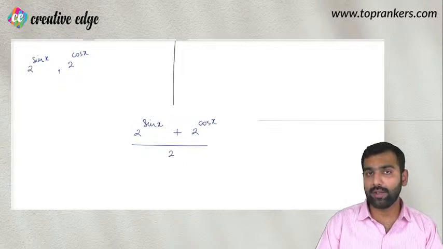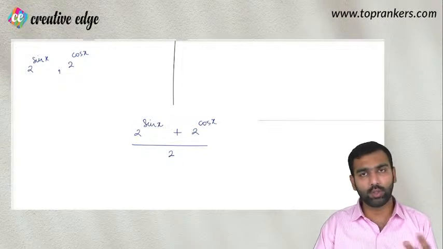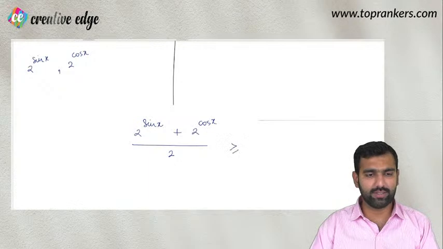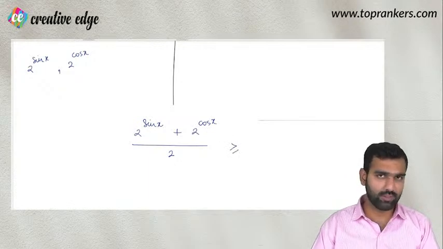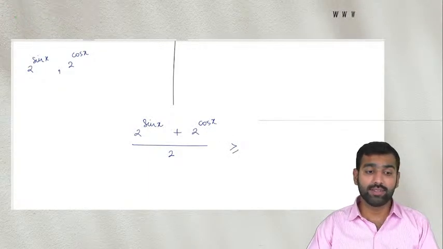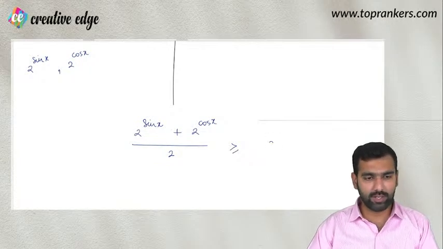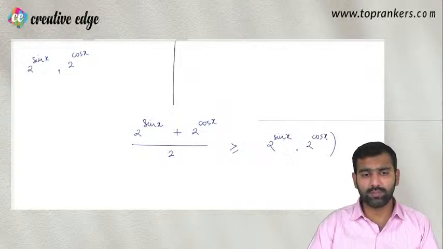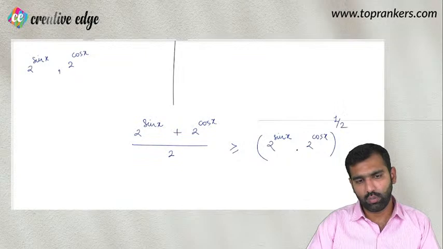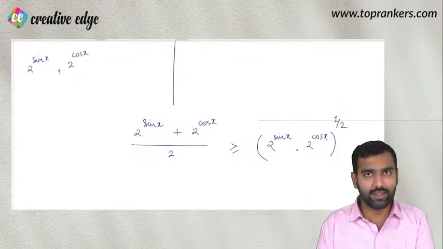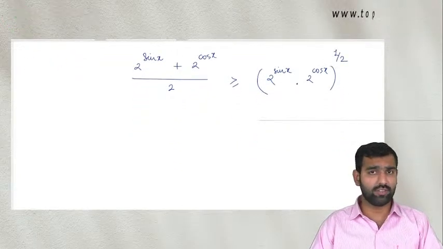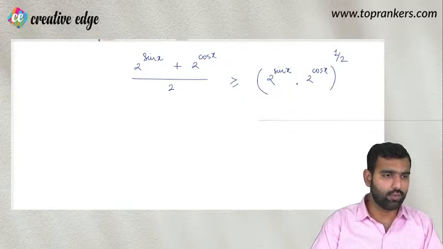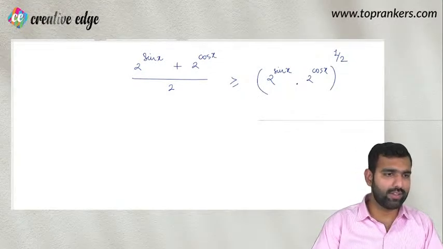Why am I dividing it by 2? Because these are the two terms. So दोनों terms का arithmetic mean is the sum of the terms divided by the number of terms, which is greater than or equal to the geometric mean. Geometric mean यानी इन दोनों terms का product. So 2 to the power sin x into 2 to the power cos x. और चूंकि ये दो terms हैं तो इनका second root यानी इनकी power 1 by 2. That's the inequality which we'll be using here. Arithmetic mean is always greater than or equal to geometric mean. Now if you use that, what do you get finally? Pay attention everyone.